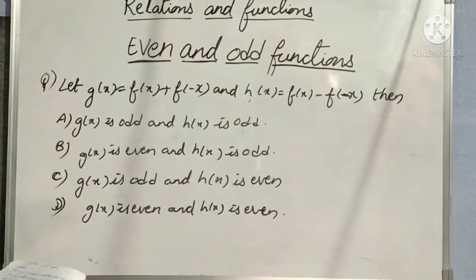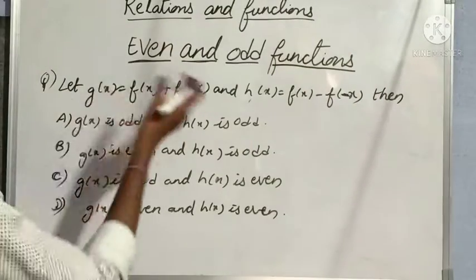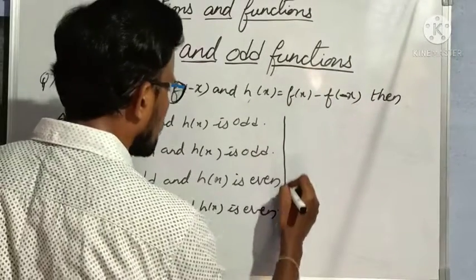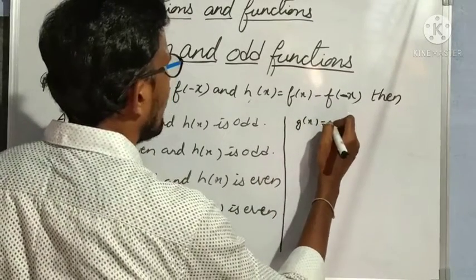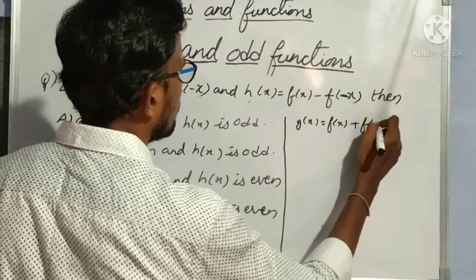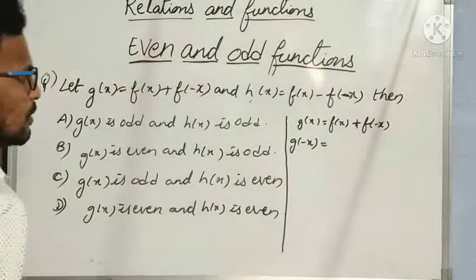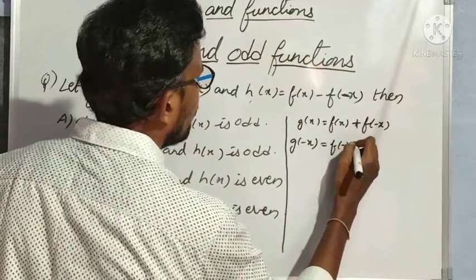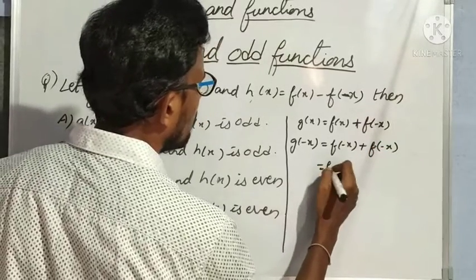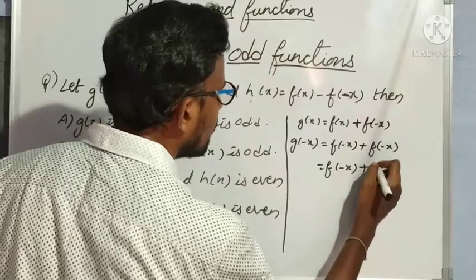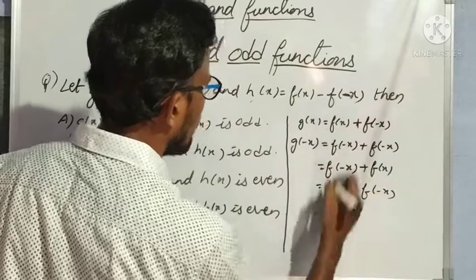So let us see now which option is satisfied. Same logic: in the place of x, let us substitute minus x and see what is the value of g of x and h of x here. So beside, I am doing the solution. First I am taking g of x is equal to f of x plus f of minus x. In the place of x, what should we write? Minus x. So g of minus x is equal to f of minus x plus f of minus x, correct? So that is equal to f of minus x as it is, plus f of minus becomes plus x. So this can be written as f of x plus f of minus x. So the same value g of x I am getting.